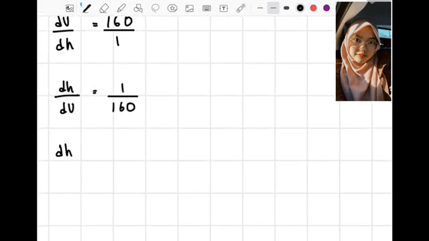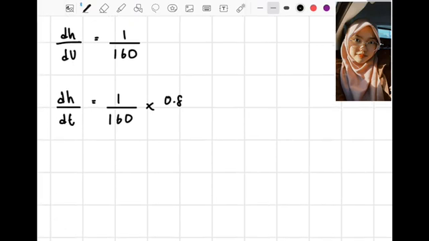So we can just substitute all the values into the formula. So dh over dt is equal to 1 over 160 times 0.8, and it is equal to 0.005 meter per minute.